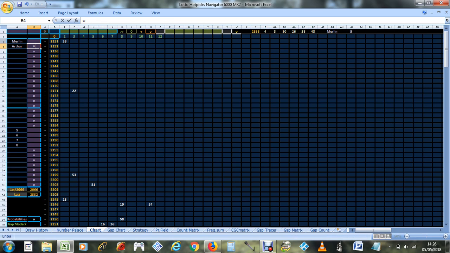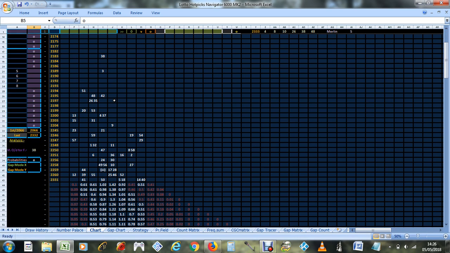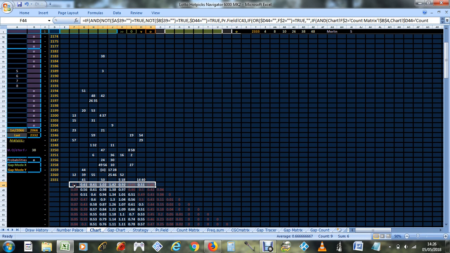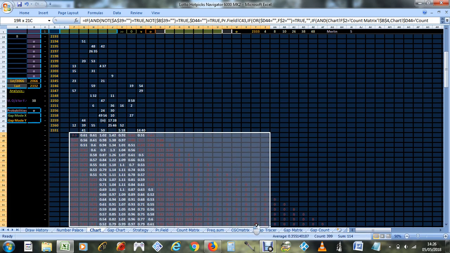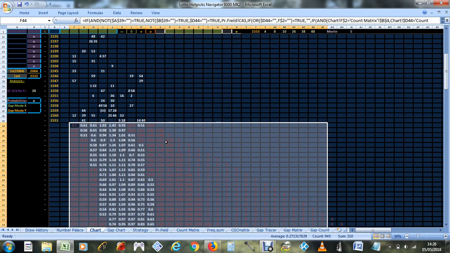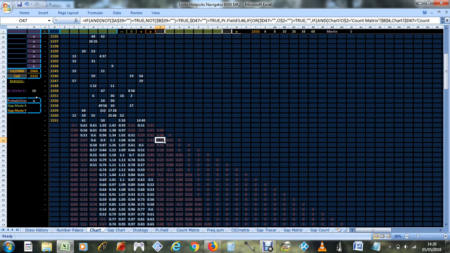was machine Mailing, set of balls 5, and this is a chart for that machine, and this is a new section down here at the bottom, and this is the probabilities.